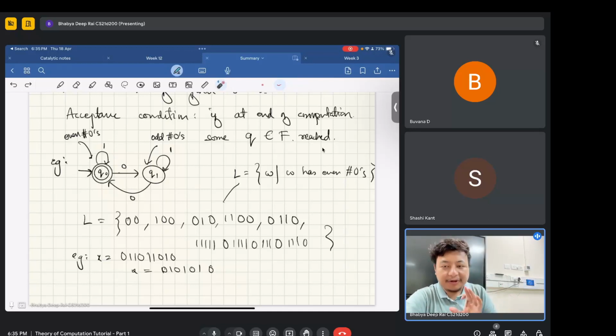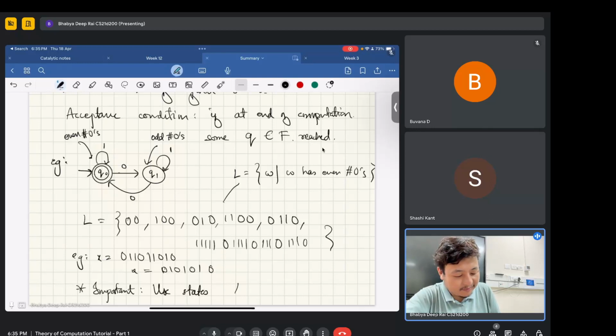But the important fact is, in designing any DFA, use states to remember. This is the way to go. Always. Because DFAs have so little memory, to remember anything, you need to use states. Keep that in mind.